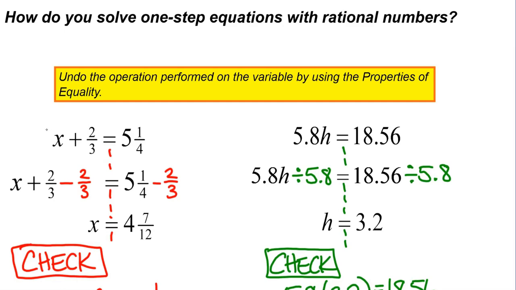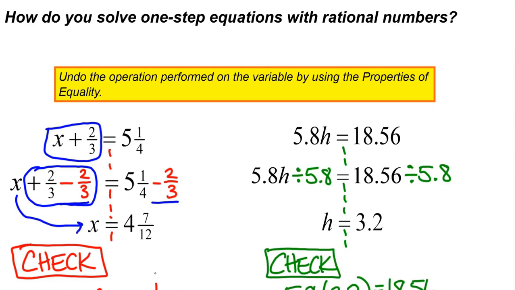So if we're looking at the side that contains the variable, x is having 2/3 added to it. So what we want to do is undo that. So what I did was I subtracted 2/3 from both sides of this equation, and then these two terms are going to cancel each other out. That's just going to be 0. X plus 2/3 minus 2/3 is just x, and then 5 1/4 minus 2/3 gives us 4 7/12. So we've solved this equation. X is equal to 4 7/12.